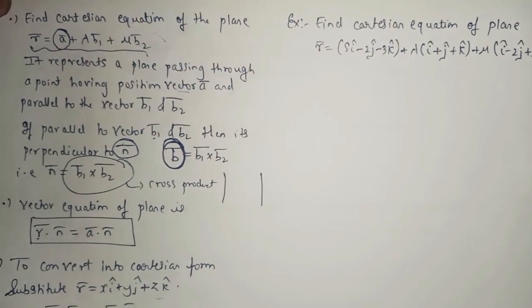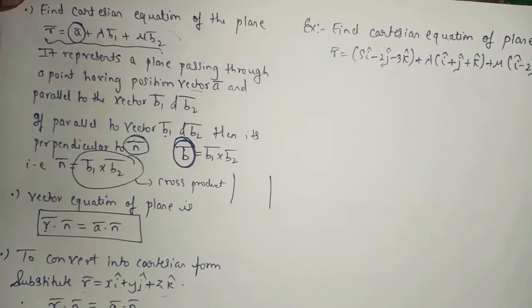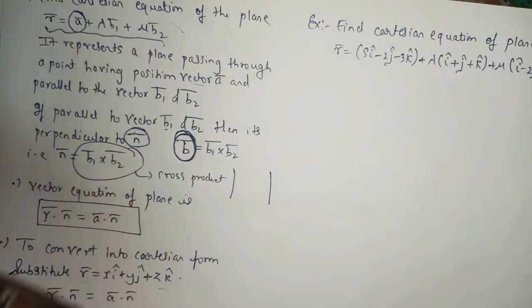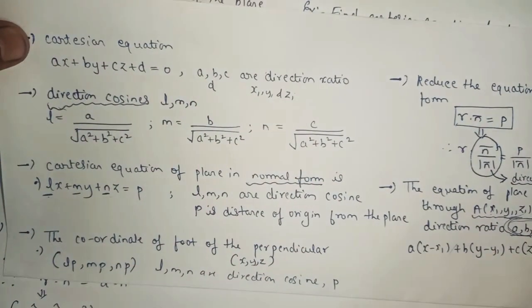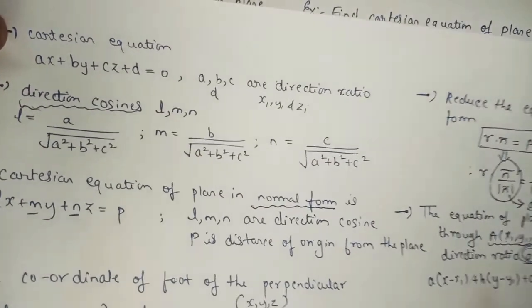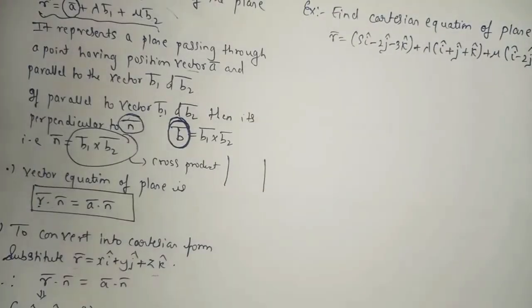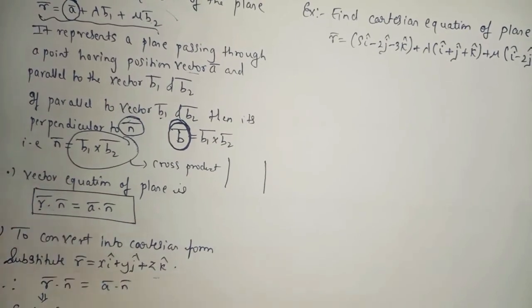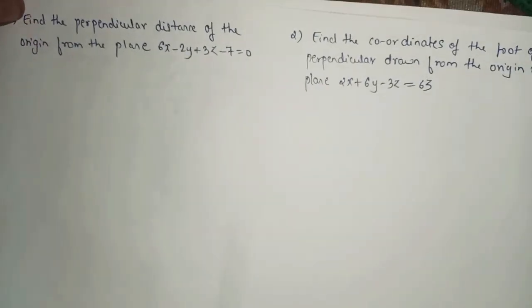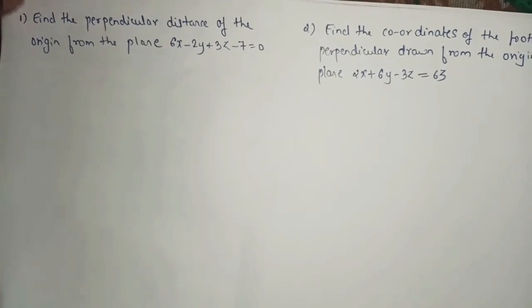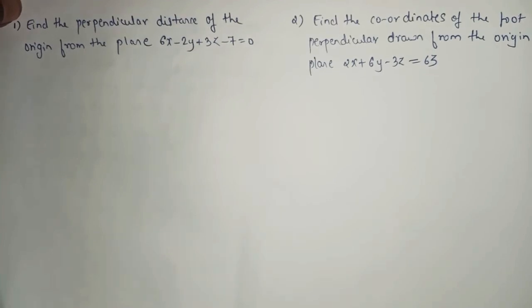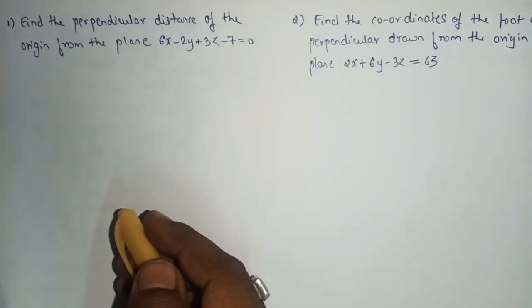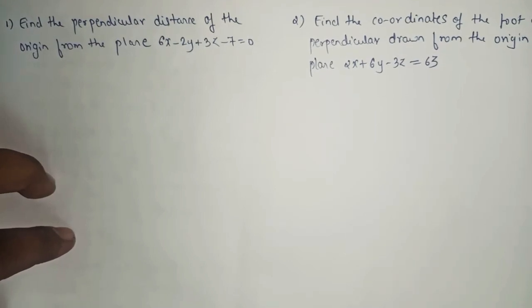Okay, so now let's begin with the sums from the exercise. Let's take a few examples based on all these formulas. Let's take the first example. Here in the first sum it says that you have to find the perpendicular distance of the origin from the plane.